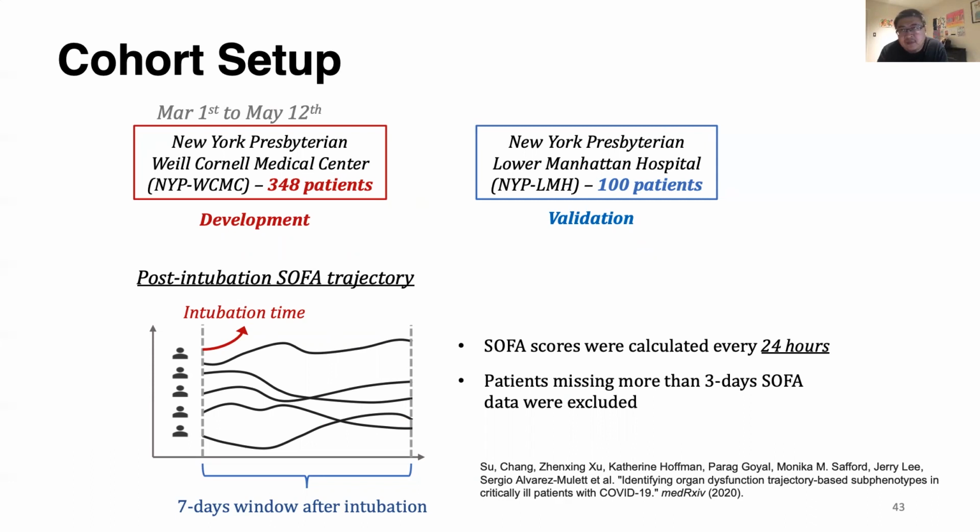So patients who miss 3 days of SOFA score were excluded, and we just investigate the patients who, number one, are intubated, and number two, have 7 days of records after intubation. We do dual trajectory clustering on the 7-day window.